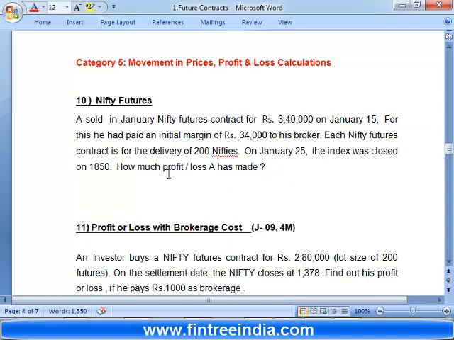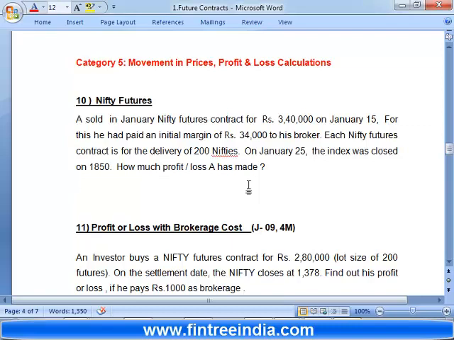Okay. All right. Now we have to decide how much profit or loss was made. So I want you to understand two words here. The first word is initial margin. The second word is maintenance margin. Okay, what does it mean?